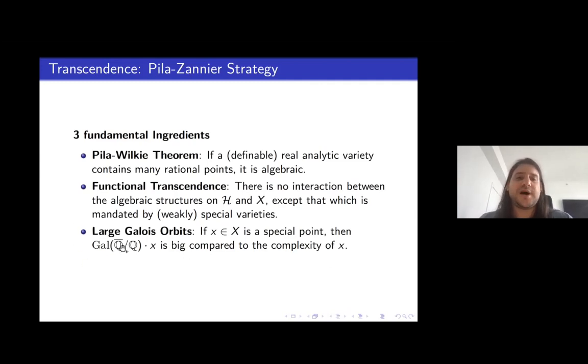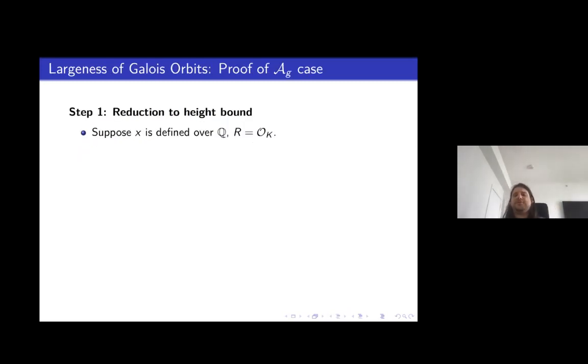It's been known for a while that these two are done, and if you can prove large Galois orbits, then you get the André-Oort conjecture. So I'm going to focus on this. Okay, so in fact, we're going to reduce to another problem, and I'm finally going to, in a couple of slides, get to the first part of my title, which is heights. We're going to reduce to another thing, which is a height bound for a special point.